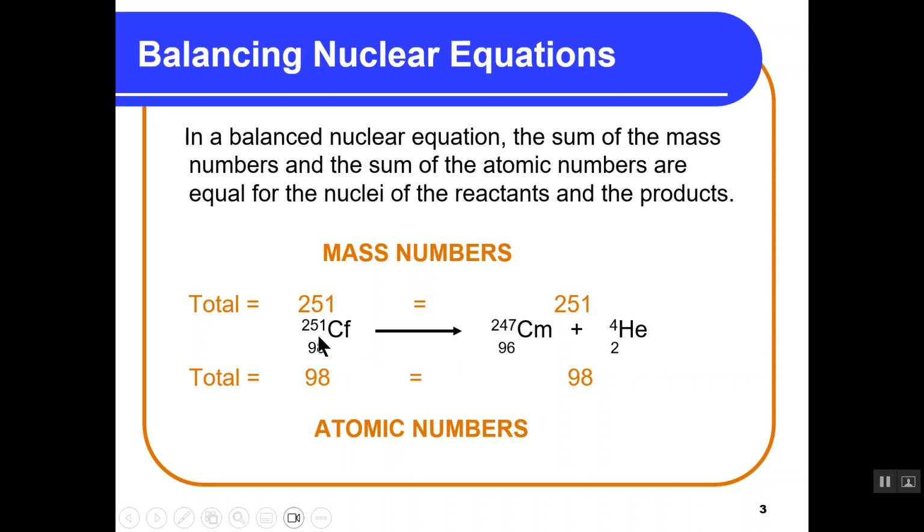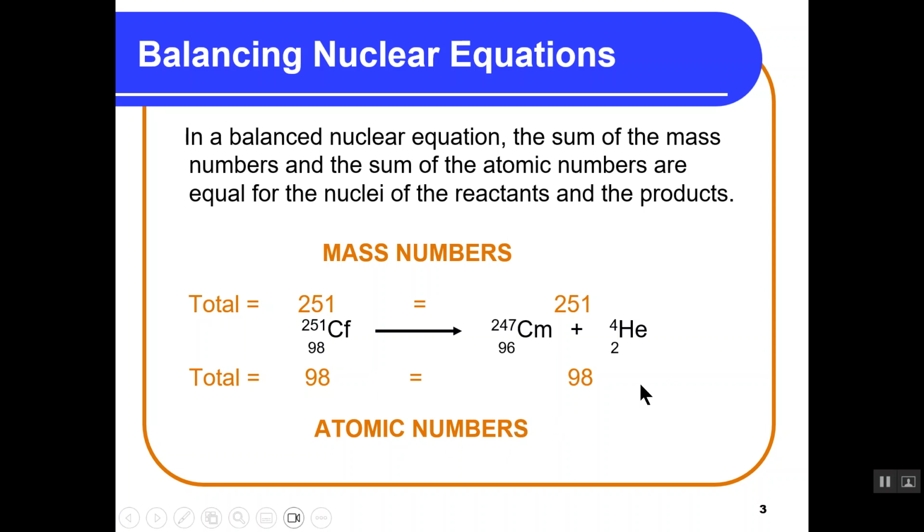And the same is true for the mass numbers, because the mass number of californium is 251, and the sum of the mass numbers of this curium and the helium-4 nucleus, the alpha particle, is also 251, all right? So basically, when it comes to balancing a nuclear equation, the sum of the mass numbers and the sum of the atomic numbers on both sides must be equal, all right? So that's something that you need to be aware of.